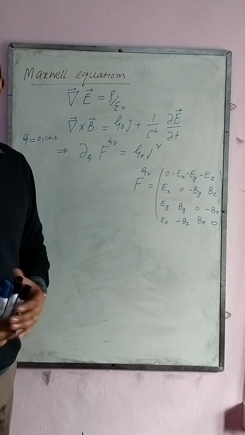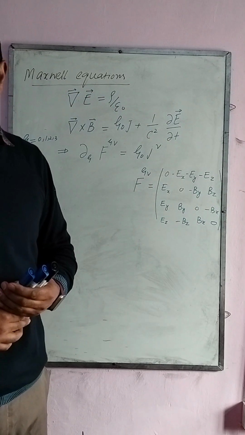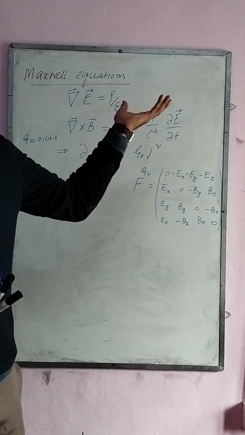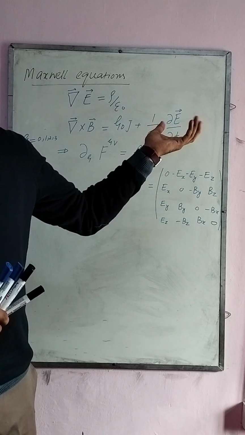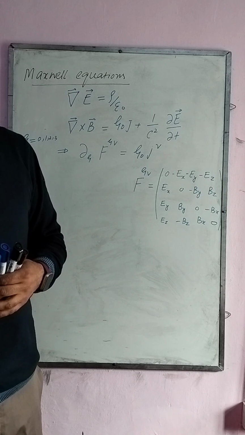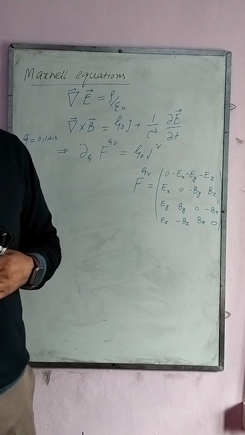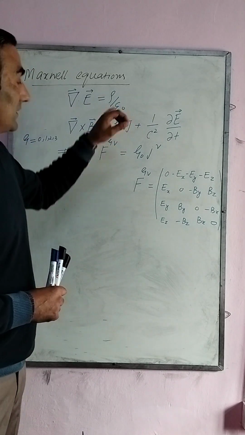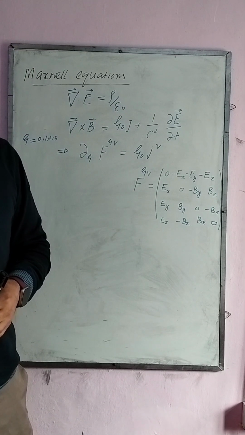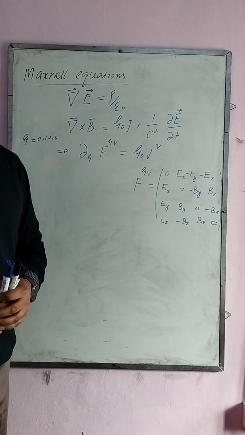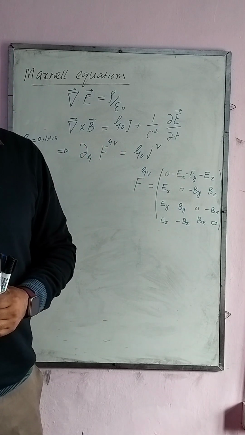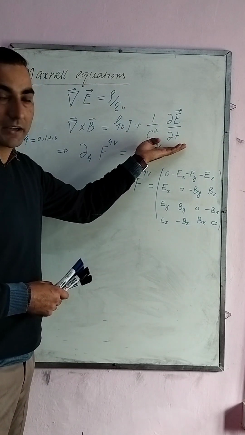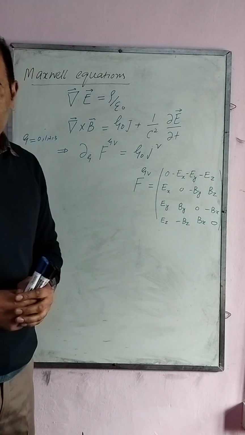Let's come back to the first Maxwell equation. It's also called Gauss's law of electrostatics, and it's also called the steady state equation because this equation is a time independent equation. Similarly, this fourth Maxwell equation is time dependent, because it depends on time, right?